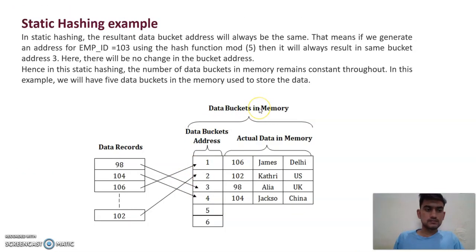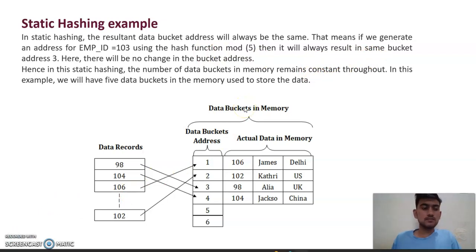Let us see an example. In static hashing, suppose we generated an address for employee ID 103 using hash function mod 5, then it will always result in the same bucket address 3. Hence, there will be no change in the bucket address. So in static hashing, the number of buckets in memory remains constant. This is an example where there are 5 buckets in memory, and you can see the stored data.